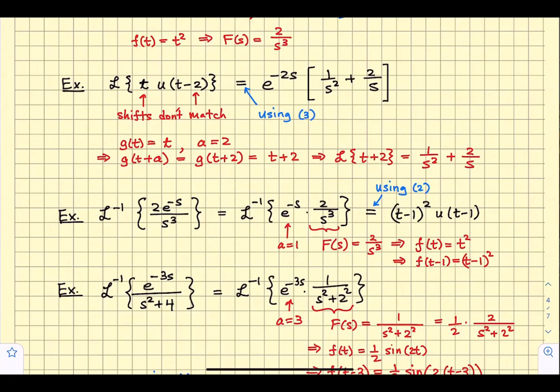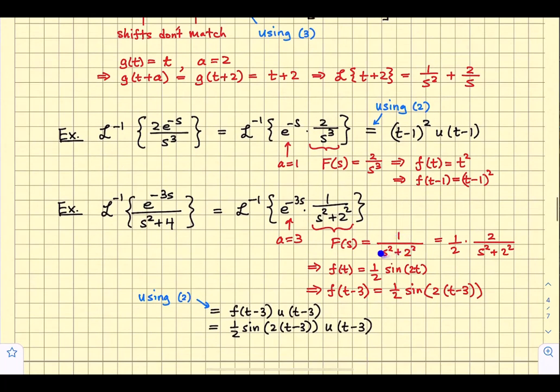As another example, suppose we had e to the minus 3s over s squared plus 4. Again, I want to factor out the e to the minus 3s, not out of the inverse Laplace transform, I just want to break these pieces up and have this e to the minus 3s on the front, because now it looks like an e to the minus as times a big F of s. I see that my a is 3. This is my big F of s. My big F of s I'll write down here.